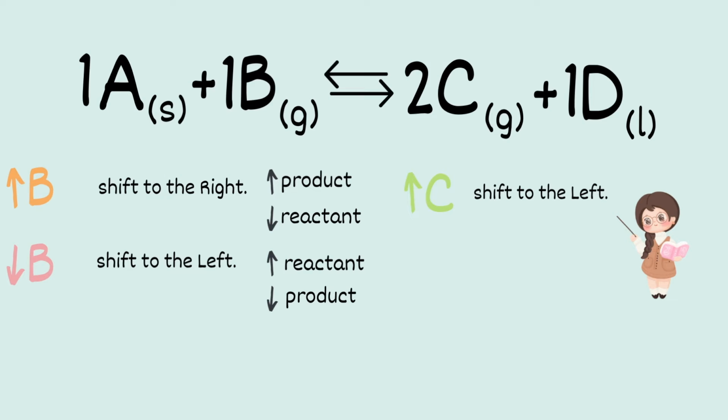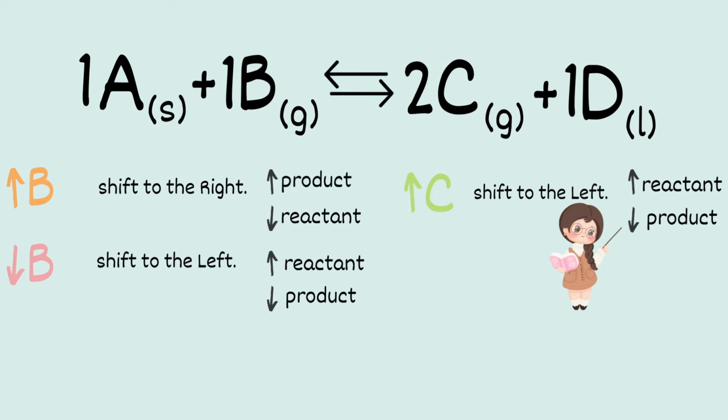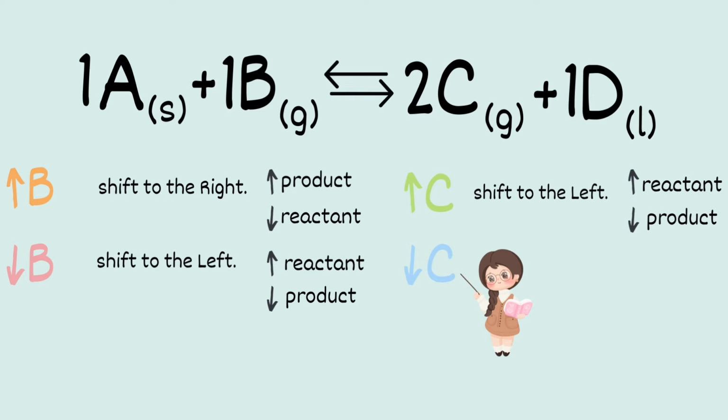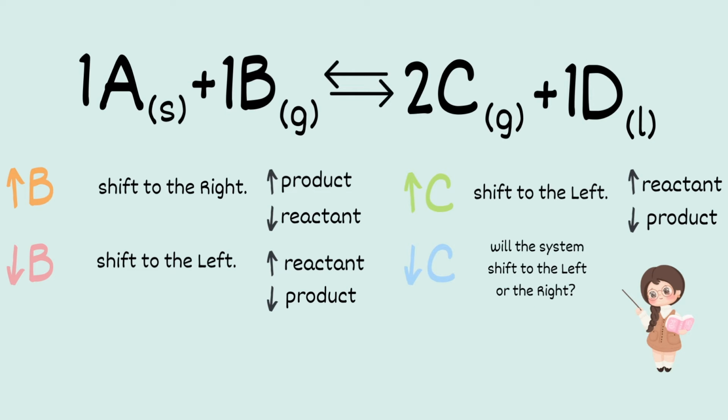The system will shift to the left. This will increase the reactant and decrease the product. And now what if we decrease the concentration of C? Will it shift to the left or the right?